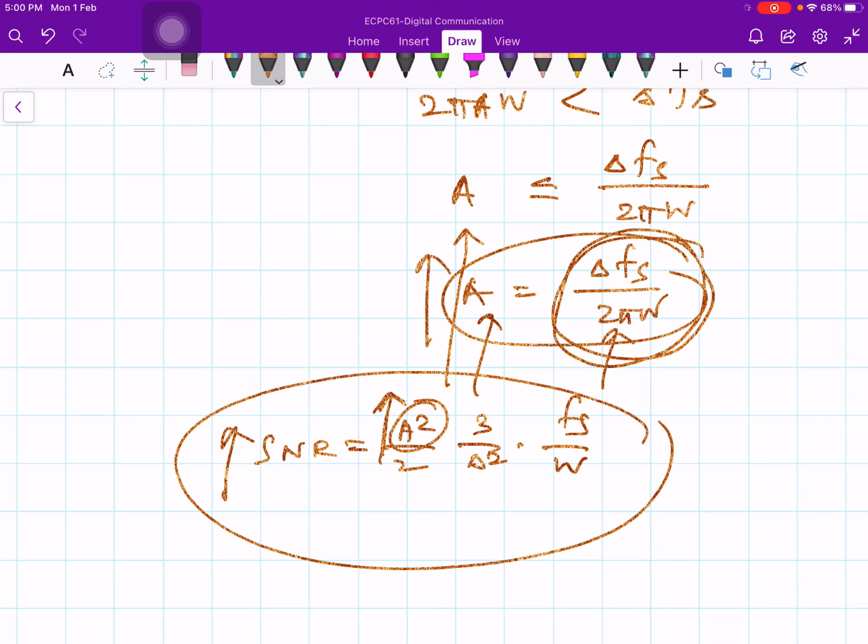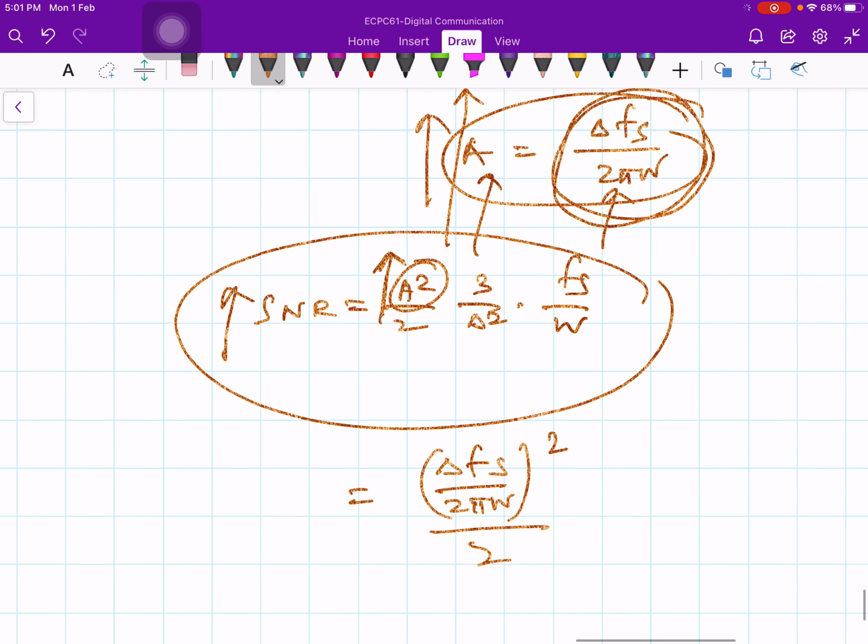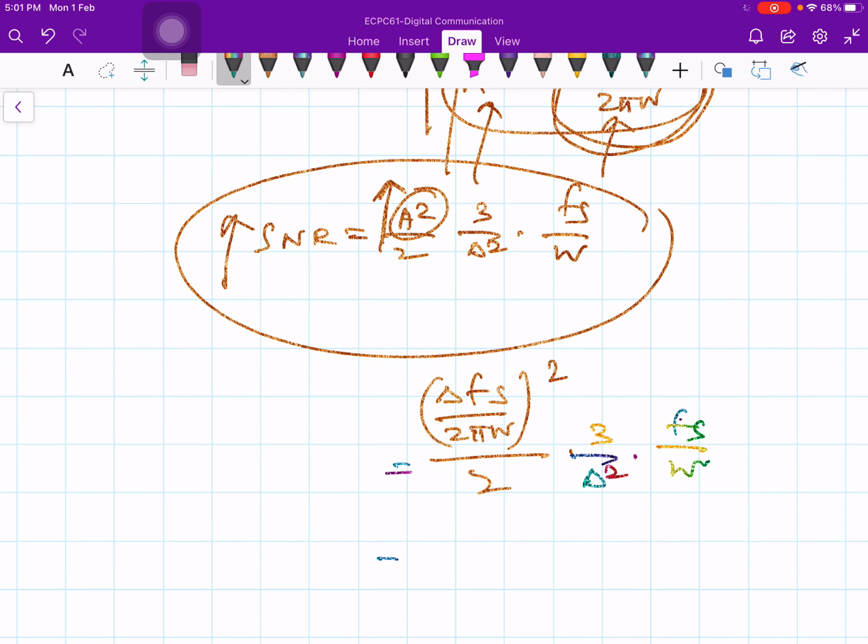Delta Fs divided by 2 pi W. So delta times Fs, I'm sorry, this is A square. Delta times Fs divided by 2 pi W whole squared by 2, times 3 by delta square times Fs by W. You simplify this. If you simplify, finally you will end up with 3 by 8 pi squared, then Fs by W whole cube.